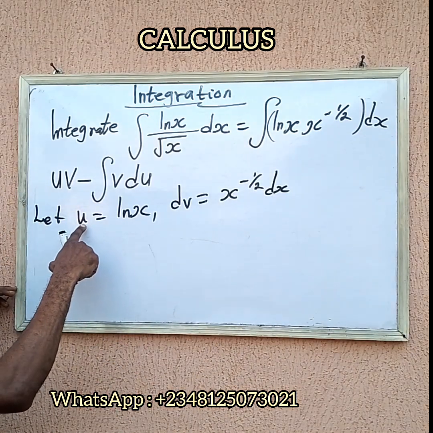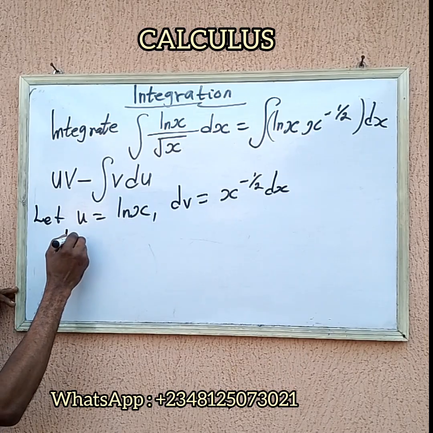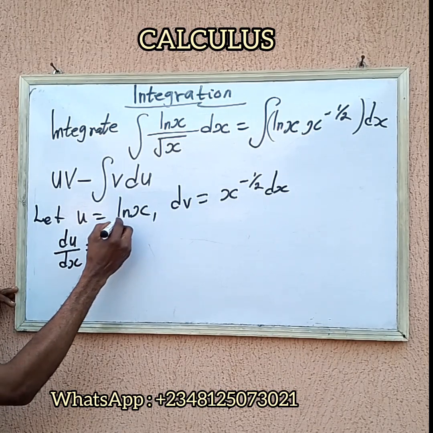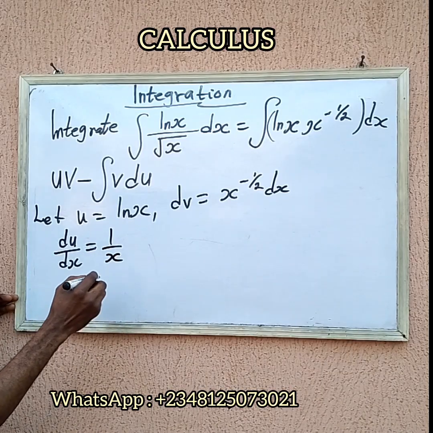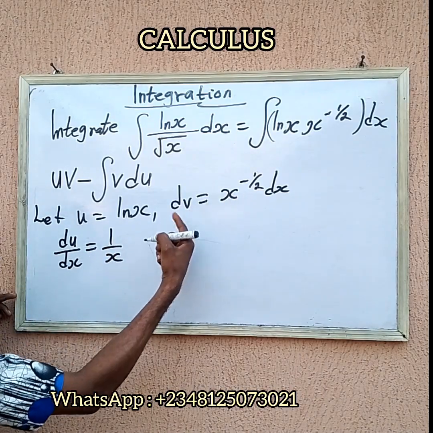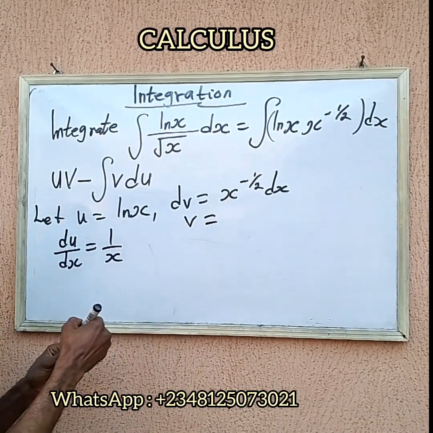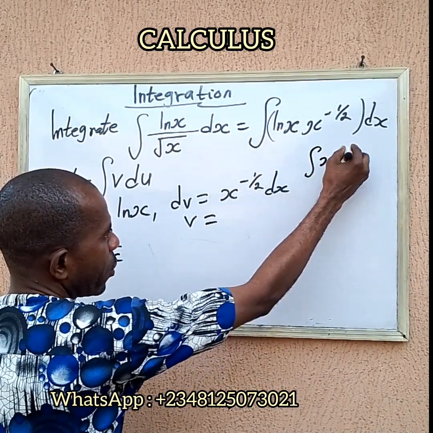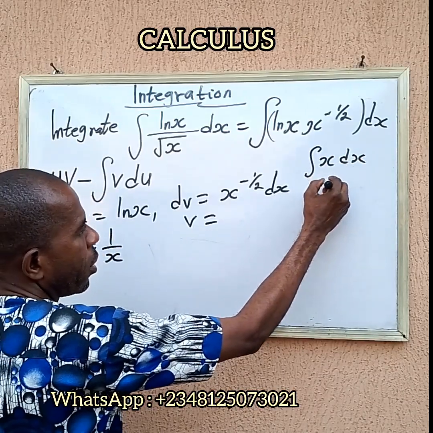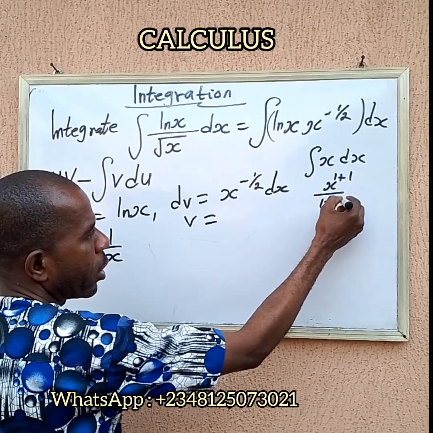So here, we are first of all going to differentiate u with respect to x. We have du/dx equal to, remember, in our standard derivative, when you differentiate the ln of x, it becomes 1 over x. Then here we come to integrating for v. Remember, when you are integrating, you are dividing by the power. That is, if I want to integrate x dx, it simply means x raised to power 1 plus 1 all over 1 plus 1, then plus c.